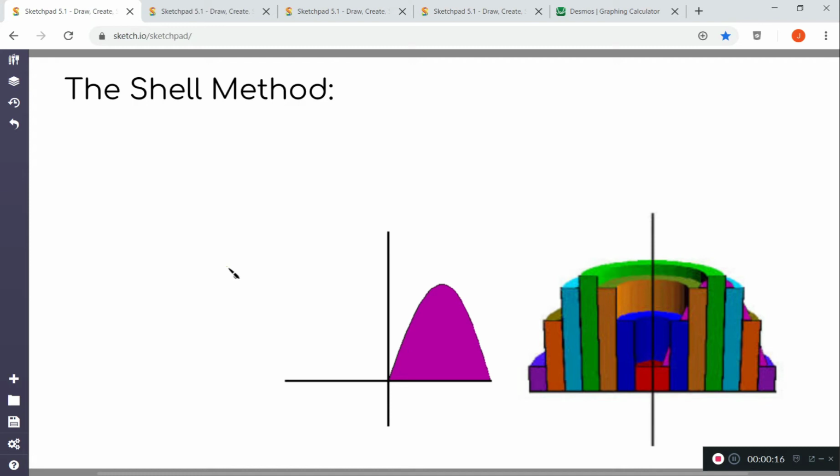The first thing we're going to do is discuss why we would need an alternative method. The second is to discuss the logic behind the method. And the third is to show a few examples of using the method.